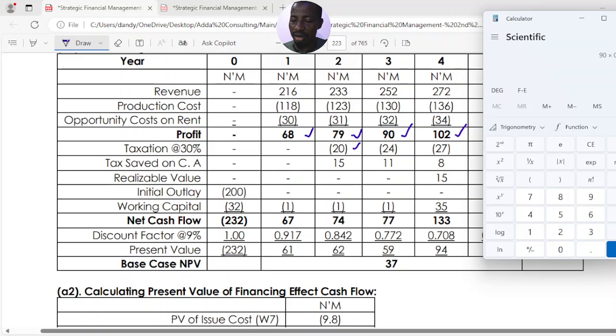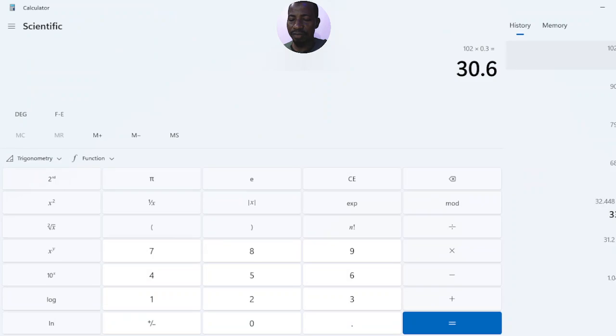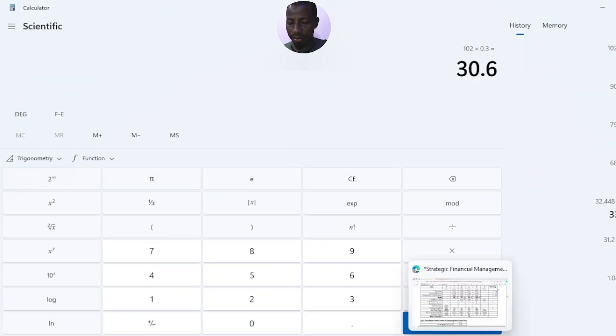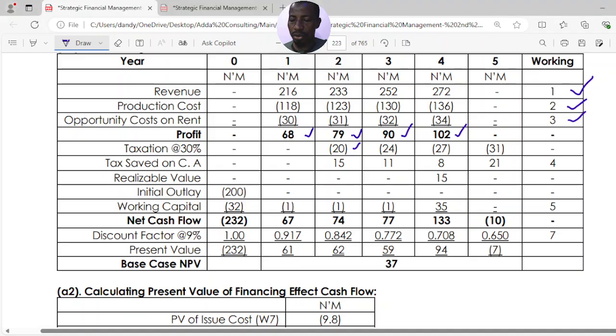Then the profit of year 4 of 102 multiplied by 0.3, that's 31. That 31 will be paid in the following year, which is year 5 in this case. So that's why we are seeing 31 here in year 5. Okay, so after that, we need to consider tax saved on capital allowance. Remember, we are following a format. So immediately after tax liability, we need to consider tax saved on capital allowance.